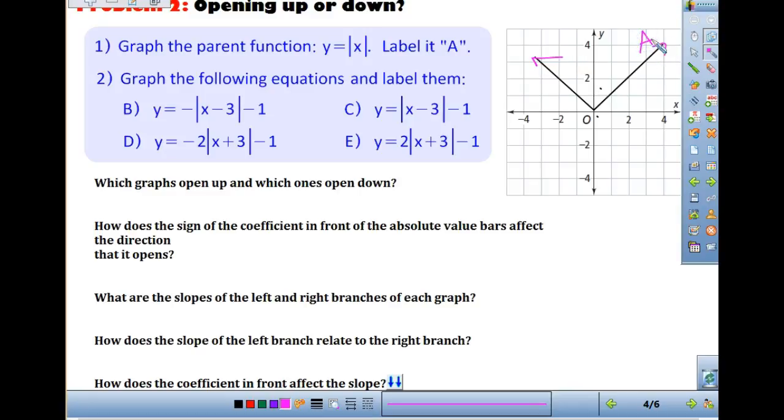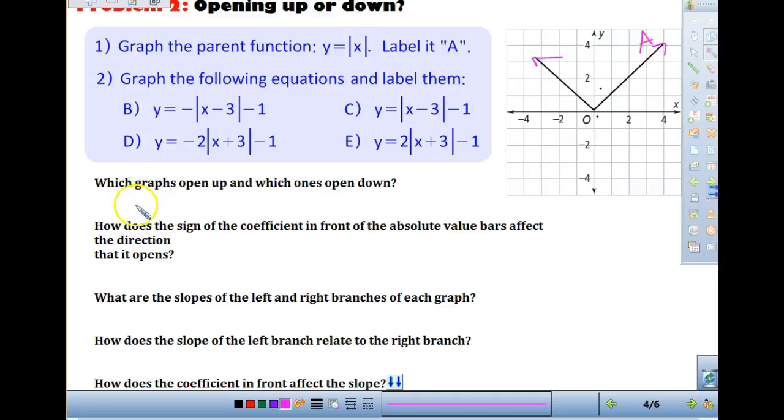It says, which graphs open up? Just looking at B, C, D, which graphs are going to open up without putting it in our device right now? Owen, I need you to clear all of those out right now, every single one of them. Clear them now. We are answering the question. Which graphs open up?